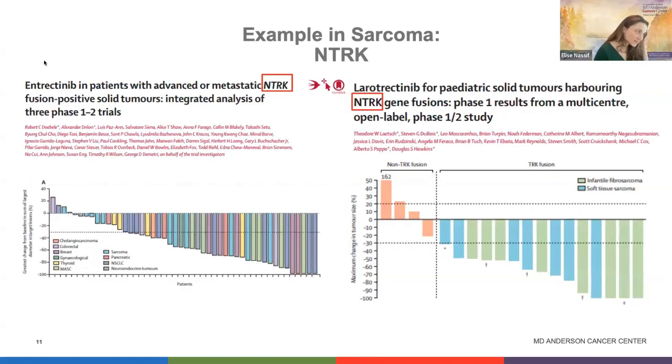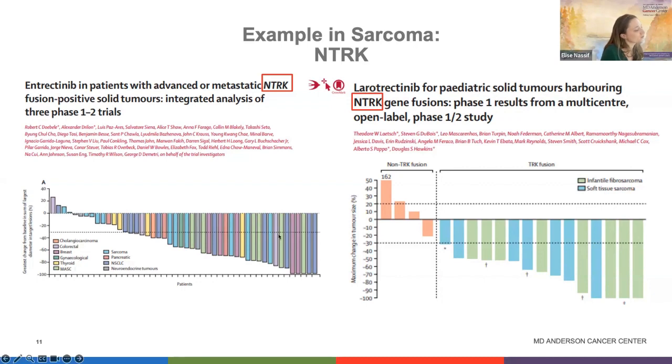So the counterexample, the example that we use the most in sarcoma and that we're aiming to develop for all our patients, is the example of NTRK, which is a specific mutation that is unfortunately found only in 1% of our patients. And we've had 2 drugs developed for this particular mutated gene.